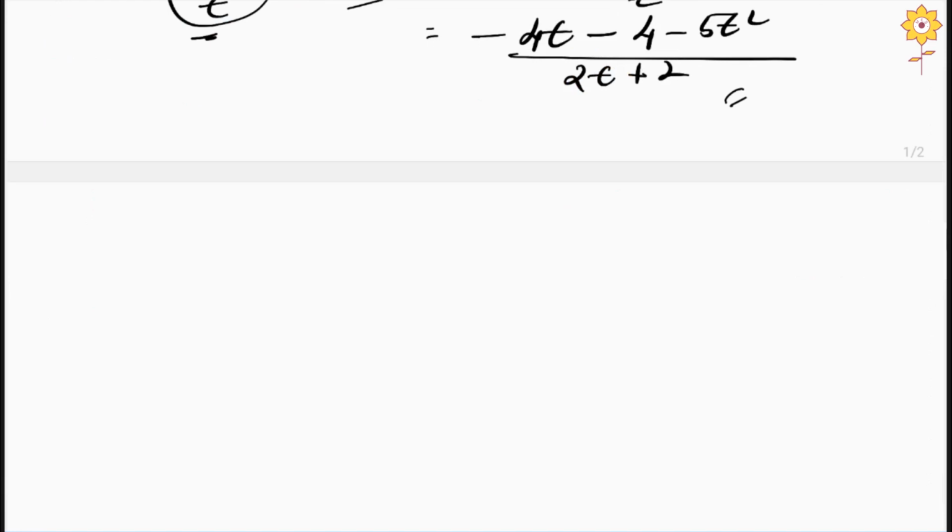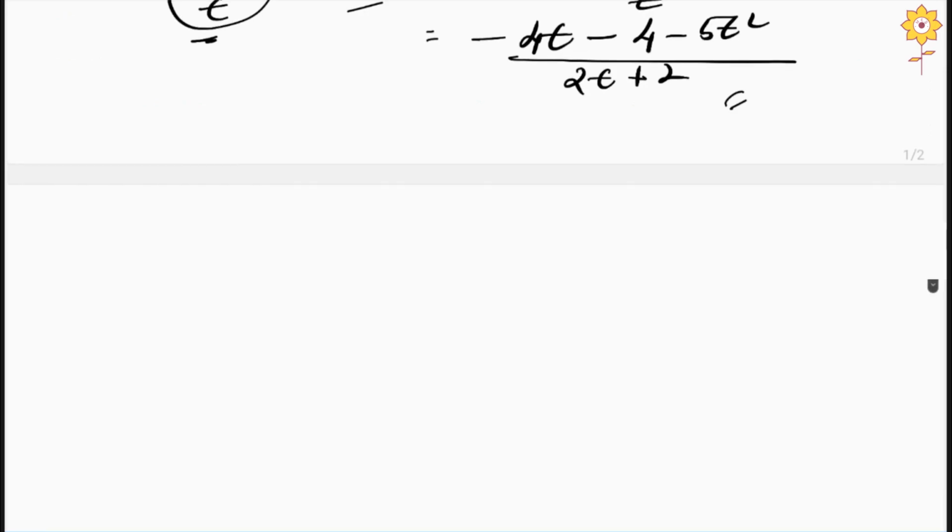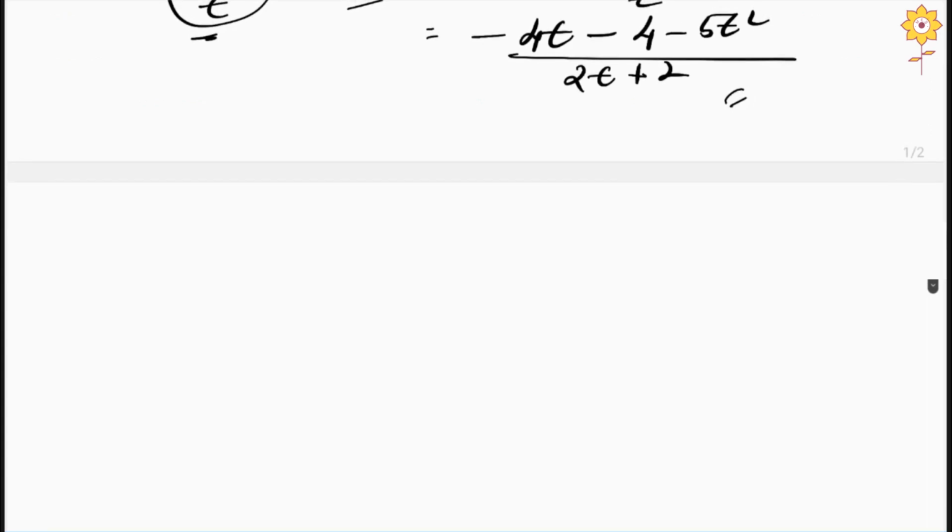So, how many roots are there? Since there are 2 sign changes, there are 2 roots. Where are they? They are in the positive half of the S plane. If this is the case, what is the system? Is it stable, unstable or marginally stable? The system is said to be unstable.